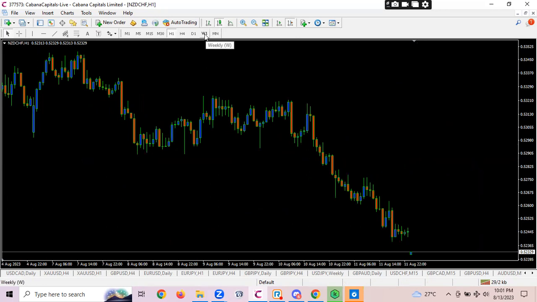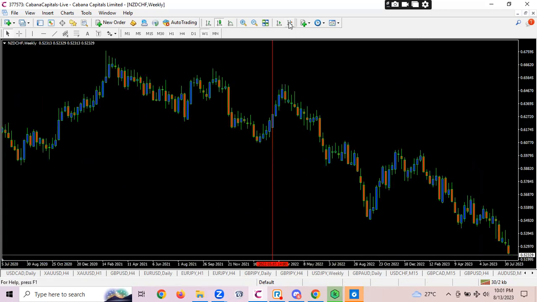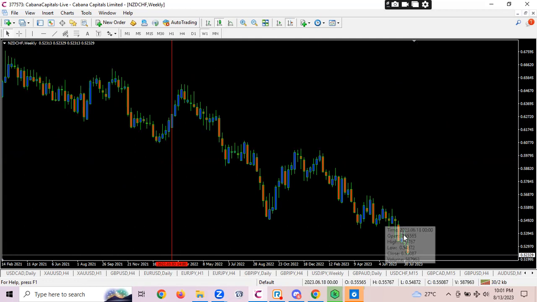Market has opened. Okay, let's start with the weekly. Last week's candle closed bearish, so the trend is still bearish. You cannot buy New Zealand CHF at the moment. You can't buy. The trend is still bearish.